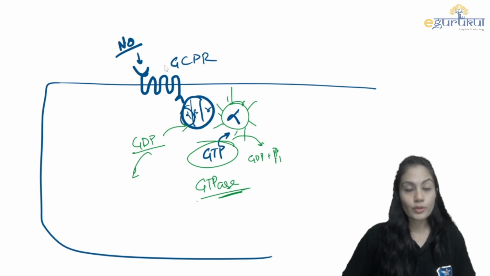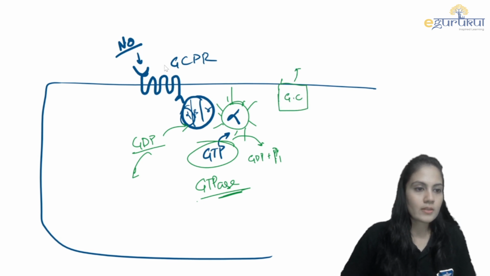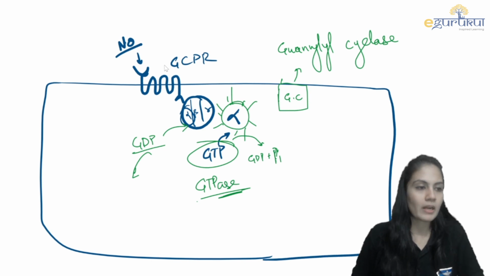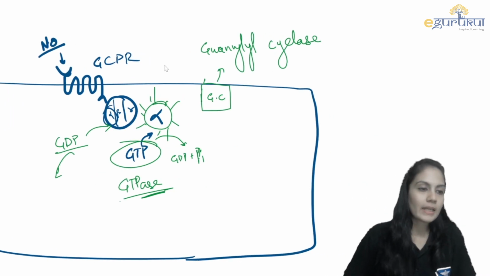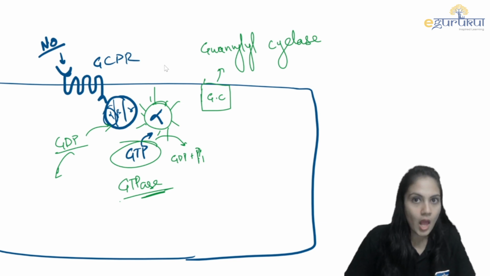Now, what is going to happen over there? In the inner layer of the cell membrane, you do have something known as GC. Now, what is this GC? This is known as guanylyl cyclase. So you do have the inner cell membrane and outer cell membrane. We know that this is the bilayer, right? In the inner membrane, you do have this GC, that is guanylyl cyclase. Now, what is this guanylyl cyclase going to do? It is going to break down whatever GTP is available into cyclic GMP.